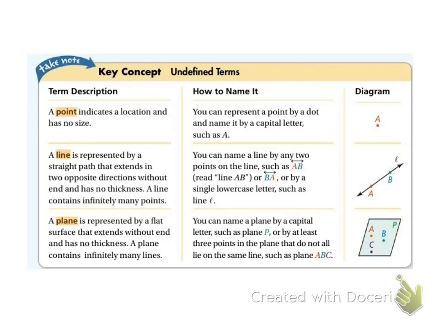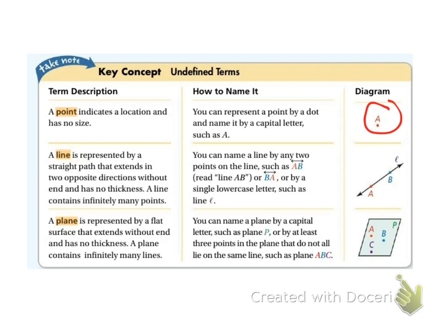Okay, so this is section 1-2, the first half, for geometry. So a point indicates a location, and it doesn't have size, and we name points using a capital letter. So this is point A.